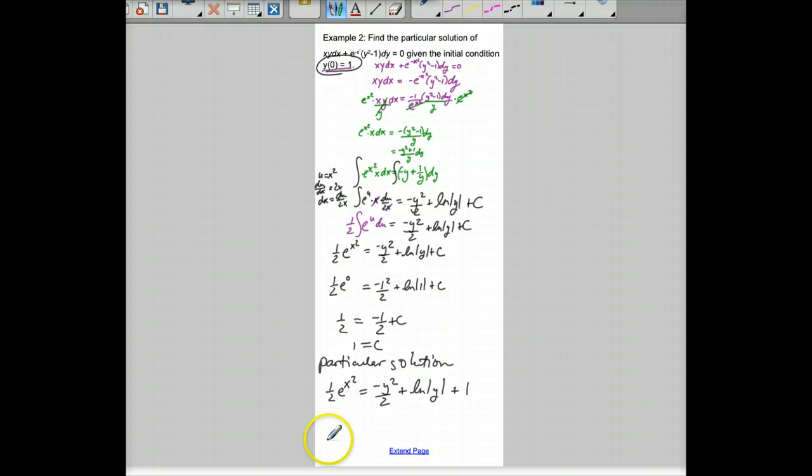The answer in the book is this. Could we get our answer to look like that? Well, what did they do? For sure they multiplied by 2. So if you multiply this whole thing by 2, then these would cancel, and there's our e to the x squared. Then this would cancel, so there's our negative y squared. If we add it to the other side, then it becomes positive.